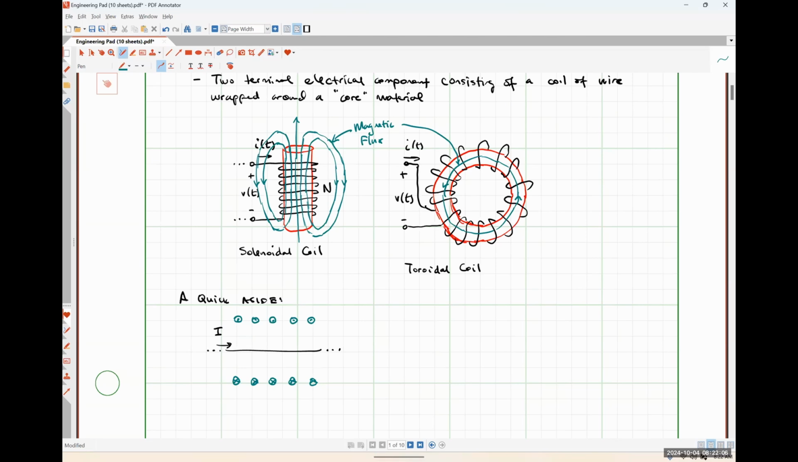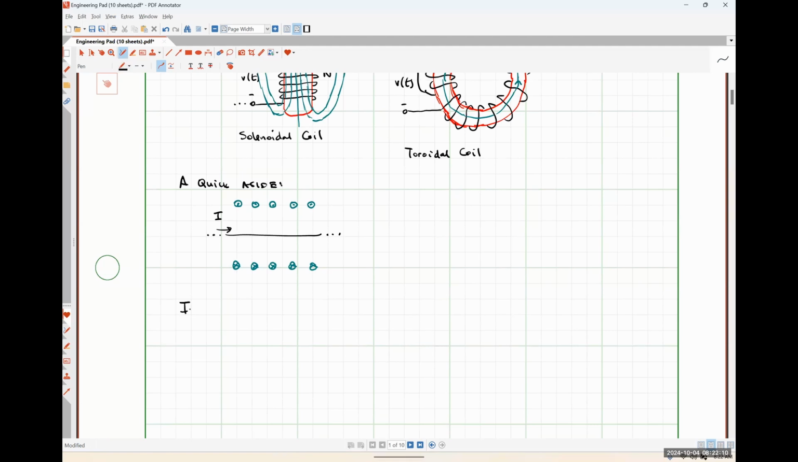So inductance is a measure of how a circuit element responds to a change in magnetic flux strength. So let's think about this a little bit, okay?